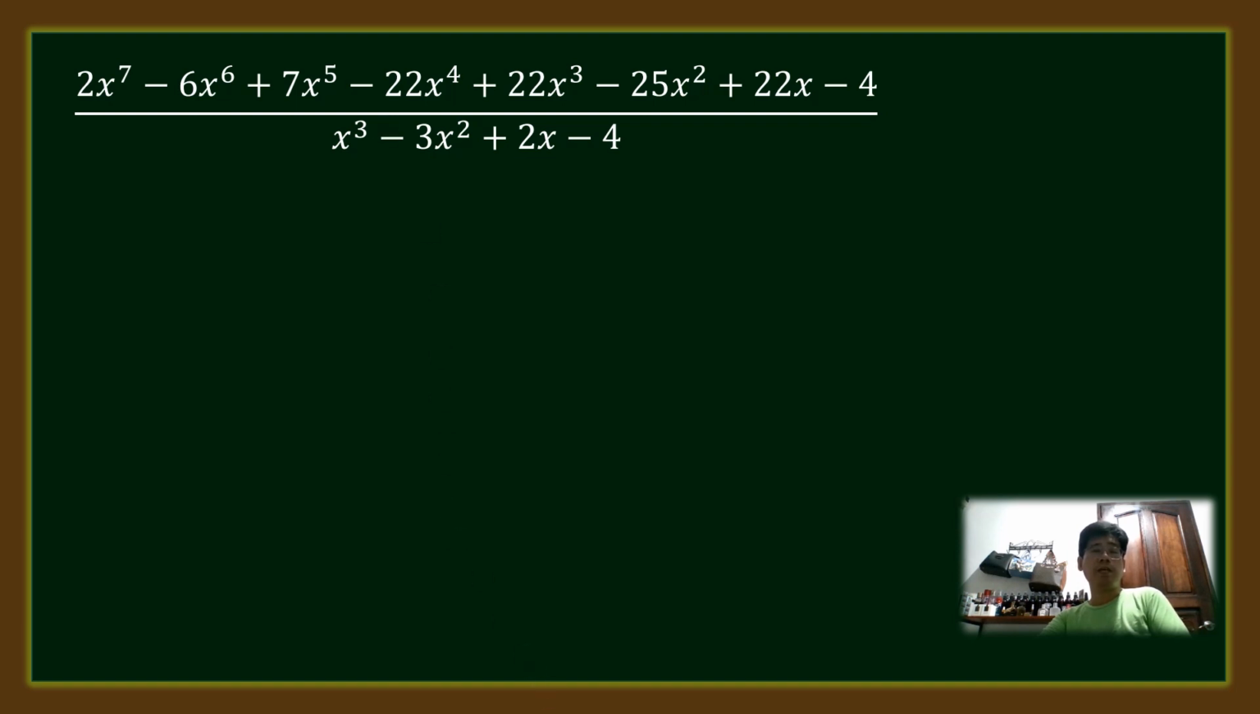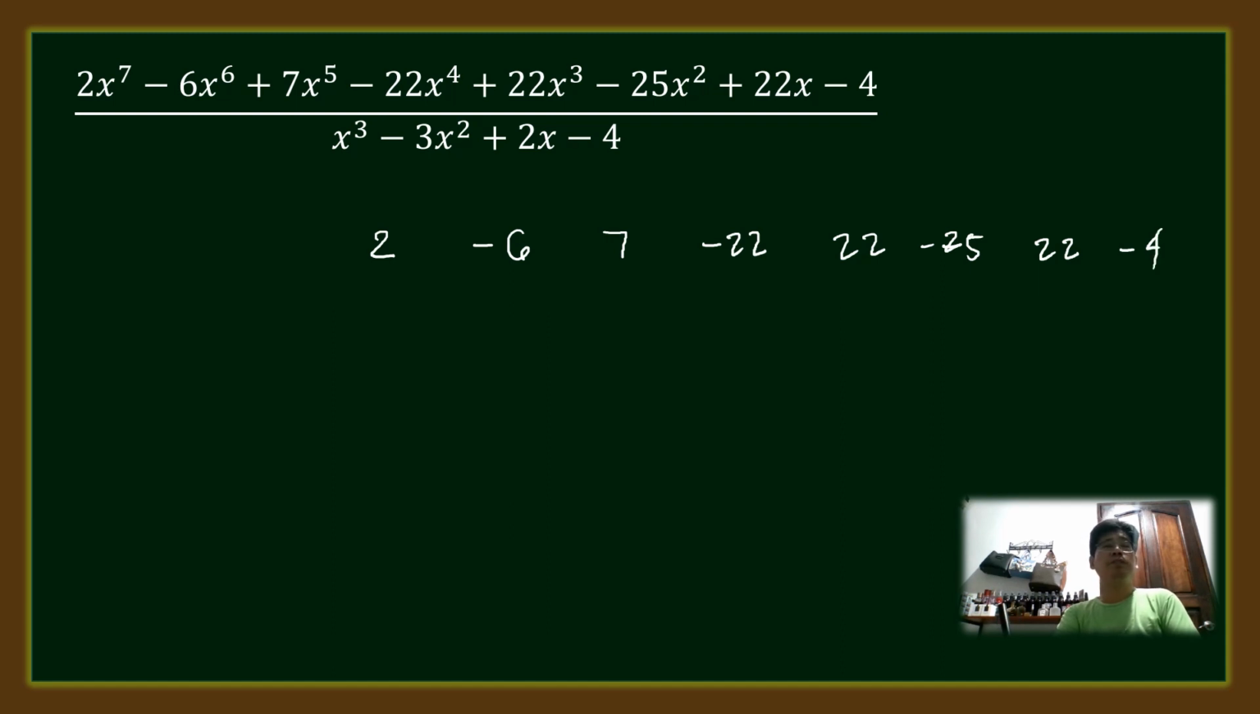Let us begin by writing the coefficients of the dividend. We have 2, negative 6, 7, negative 22, positive 22, negative 25, positive 22, and negative 4.